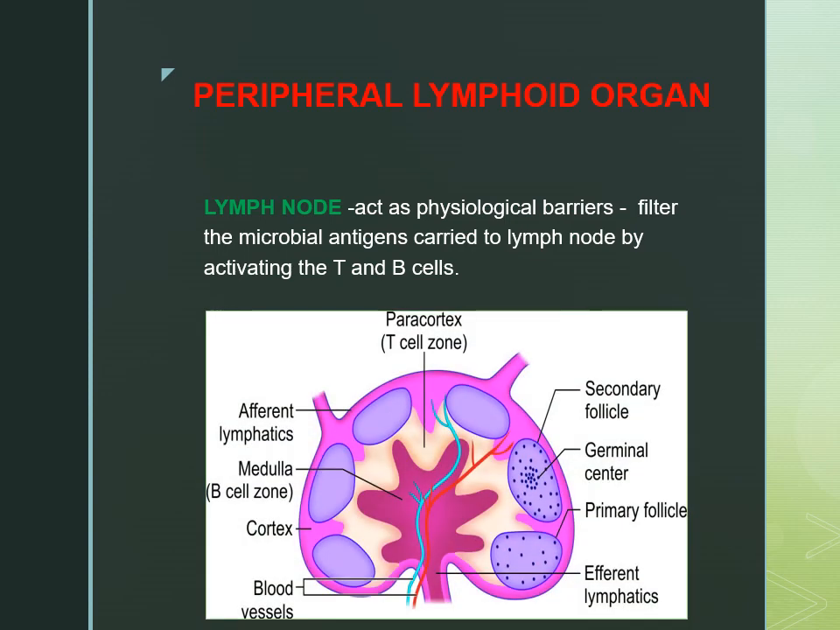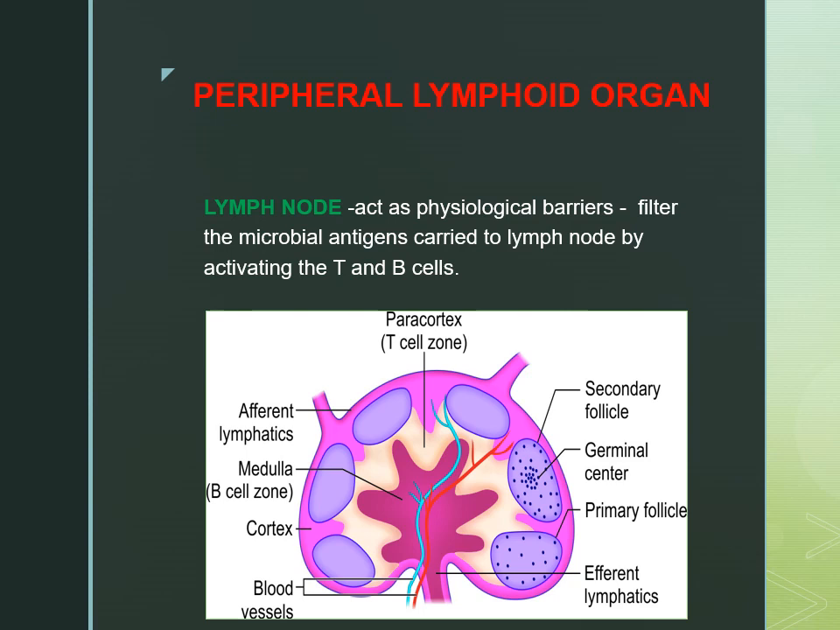You can see this peripheral lymphoid organ has three zones. One is the cortex, then in the center is the paracortex, and the third zone is the medulla. The medulla zone is for B cells, and the paracortex is rich in T cells. And in the cortex you have the primary follicle and the secondary follicle. In the primary follicle B cells are in the resting phase.